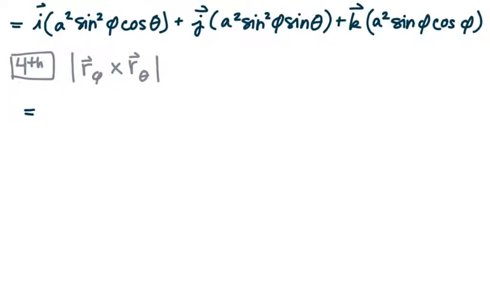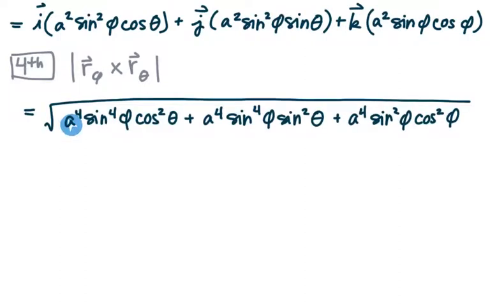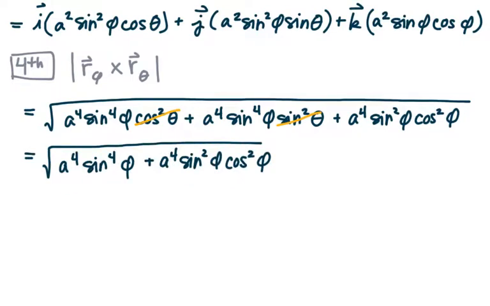Finding the magnitude is going to be each of these components squared and then summed and then square rooted, which gives us a to the fourth sine to the fourth phi cosine squared theta, a to the fourth sine to the fourth phi sine squared theta, plus a to the fourth sine squared phi times cosine squared phi. So these, we can factor that out, and we'll get a Pythagorean identity, which simplifies, which leaves us with a to the fourth sine fourth phi plus a to the fourth sine squared phi cosine squared phi.